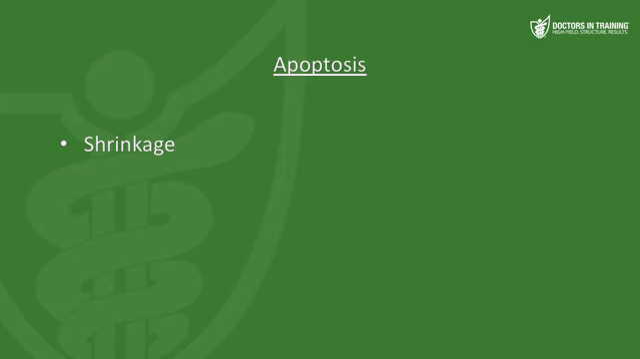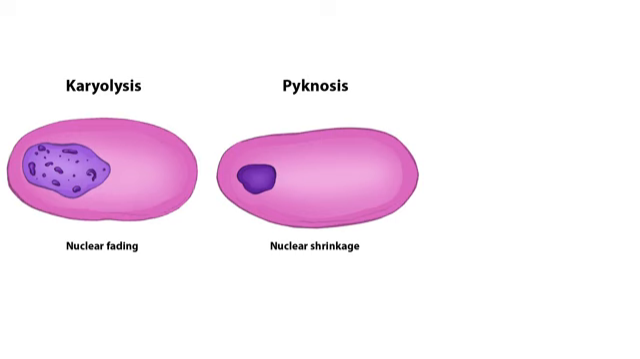So you need to know the descriptive histological characteristics of apoptosis. So what are you going to see here? Well, first, most cells are going to shrink. They're going to get smaller. Also, something called pyknosis occurs. Well, what's that? Well, pyknosis is condensation of the nuclear chromatin, which results in shrinkage of the nucleus as well. And this causes the cell to look basophilic as well.